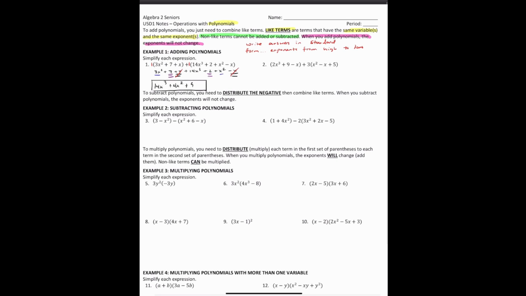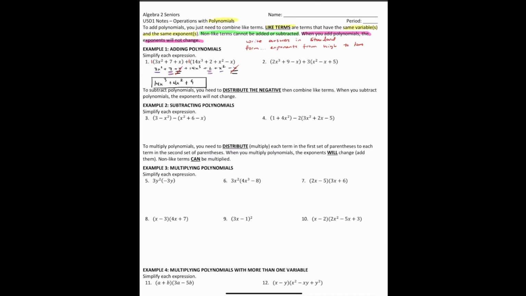All right, let's take a look at number 2. There's an invisible 1 in front of this parentheses. However, there's a 3 in front of this parentheses. So yes, we're going to distribute the 3 to each term, but with this 1, it really doesn't change much. So I'll write 2x to the third plus 9 minus x. And then that positive 3 times x squared is 3x squared. Positive 3 times negative x is negative 3x. And positive 3 times 5 is positive 15.